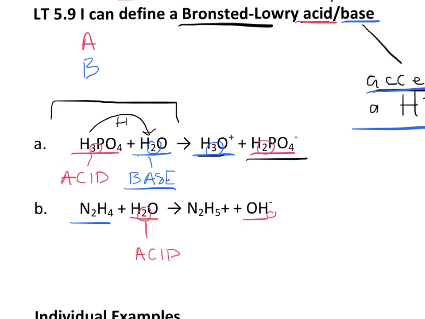We see that it started with 4 hydrogen atoms, and on the product side it's N2H5. So it gained a hydrogen ion, which is the characteristic of a Bronsted Lowry base. So this is true. N2H4 is the base.